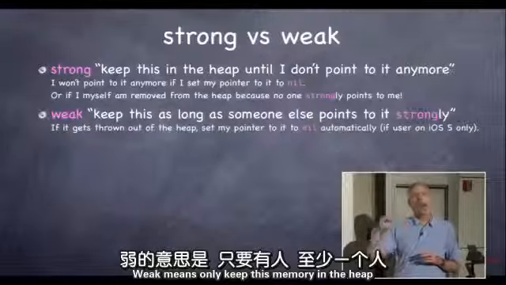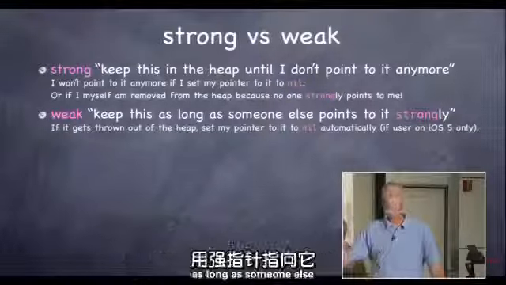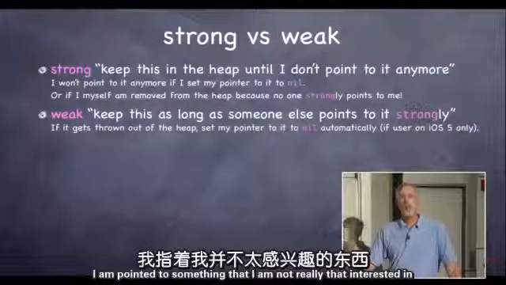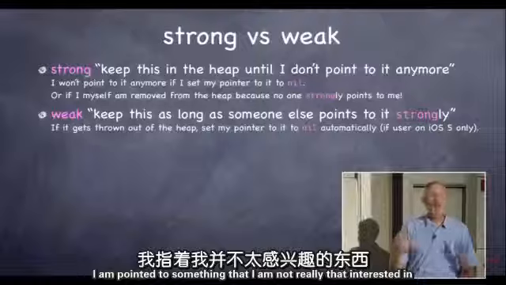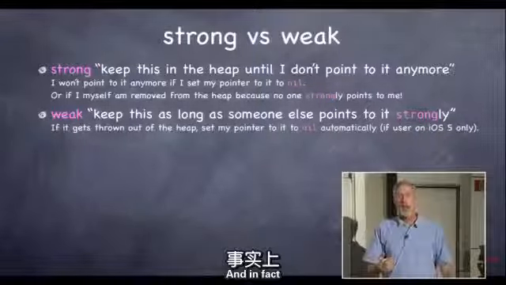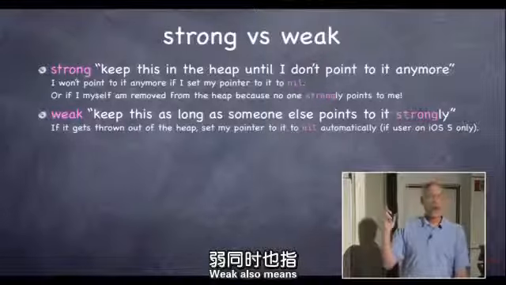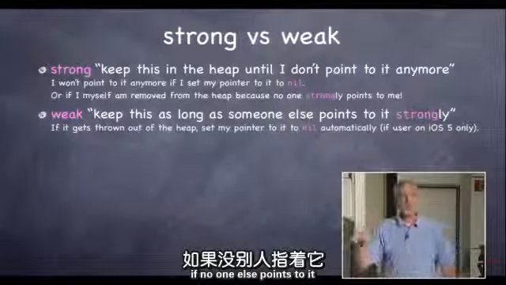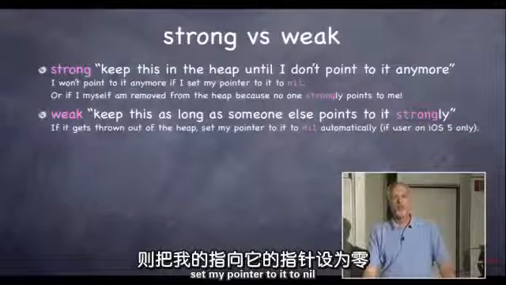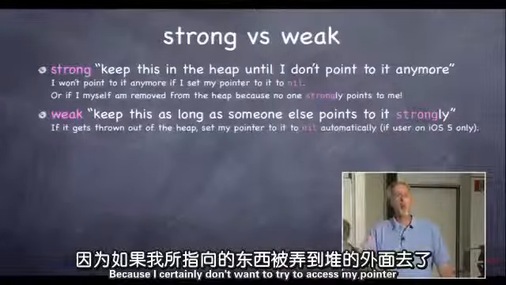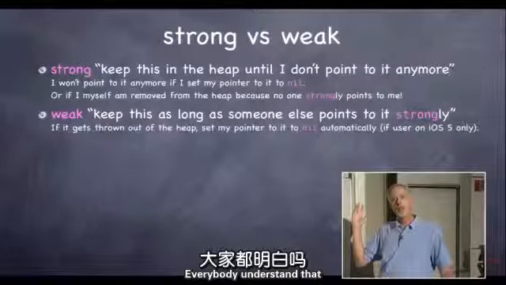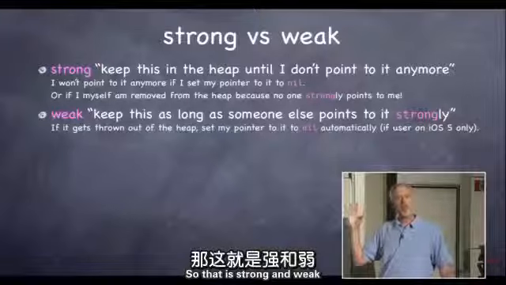Weak means only keep this memory in the heap as long as someone else, at least one other person, has a strong pointer to it. So I'm pointing to something I'm not really that interested in. It's okay if it went to nil. And in fact, weak also means if no one else points to it and you throw it out of the heap, set my pointer to it to nil. Because I certainly don't want to try and access my pointer and I'm pointing to something that's been thrown out. Everyone understand that? So that's strong and weak. It's as simple as that.